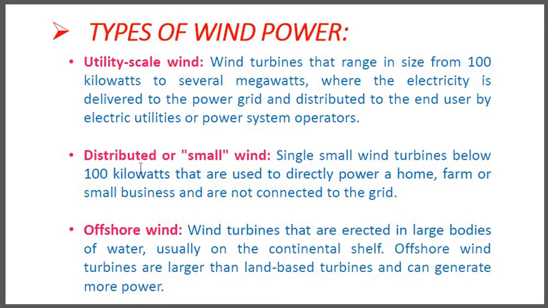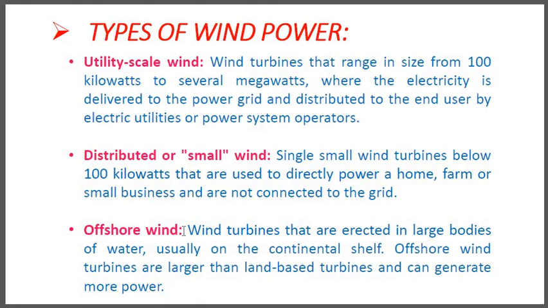Now, distributed or small wind power: single small turbines below 100 kilowatts that are used to directly power a home, farm or small business and are not connected to the grid are called distributed or small wind power systems. Means the wind power systems which are not connected with the grid, and give the supply to a particular home, farm and small business, are called distributed or small wind systems.